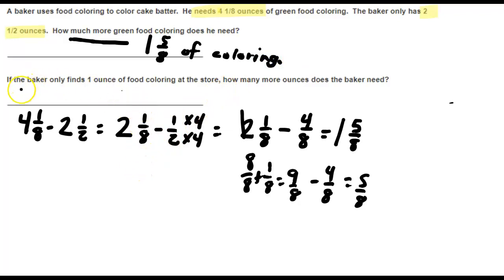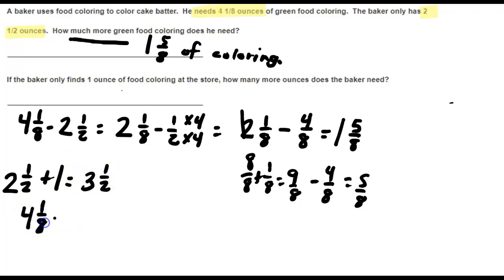Now, if the baker only finds 1 ounce of food coloring at the store, how many more ounces does he need? So we know that he has 2 1/2 ounces. He finds 1 more, but we still need to know how much more he needs if he needs 4 1/8. So 2 1/2 plus 1 is 3 1/2. So now I'm going to subtract 4 1/8 minus 3 1/2. 4 minus 3 is 1. Okay, so now I have 1 1/8 minus 1/2.